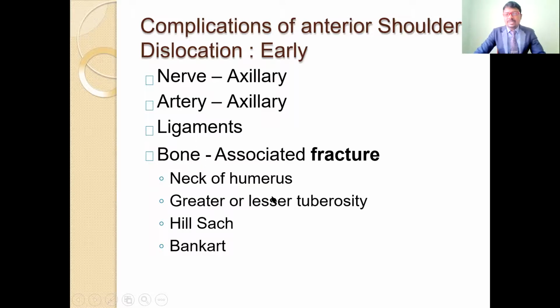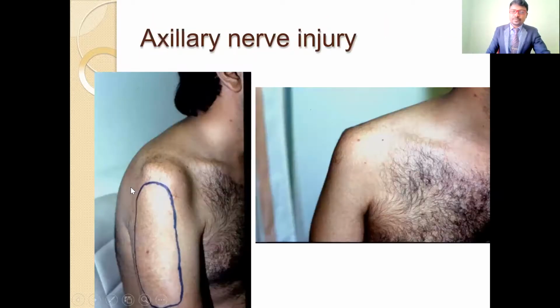Sometimes there may also be associated fractures of the neck of the humerus, and of the greater or lesser tuberosity, Hill-Sachs lesions, and Bankart lesions. These Hill-Sachs lesions and Bankart lesions are also some of the reasons for shoulder dislocations. So these are the common complications of anterior shoulder dislocations.